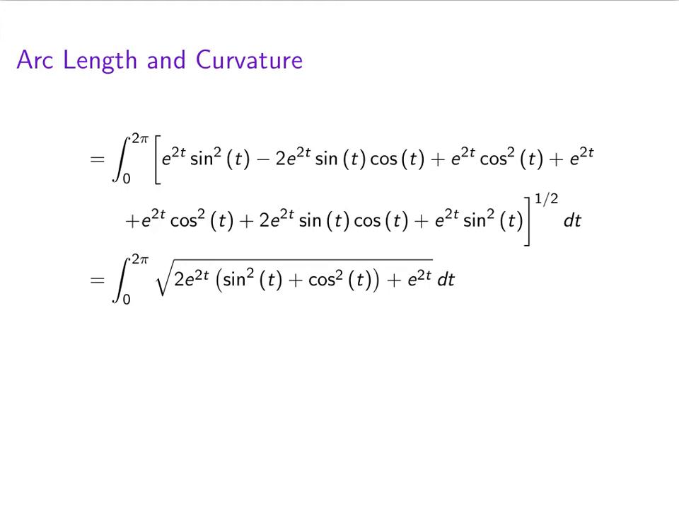Now fortunately, there's some canceling that gets done. Like this cancels with this. And then what you should see is that a lot of other things combine together, that there are e to the 2t sine squared t and another e to the 2t sine squared t. And there's e to the 2t cosine squared t and e to the 2t cosine squared t. So everything gets combined, and we end up with this expression here.